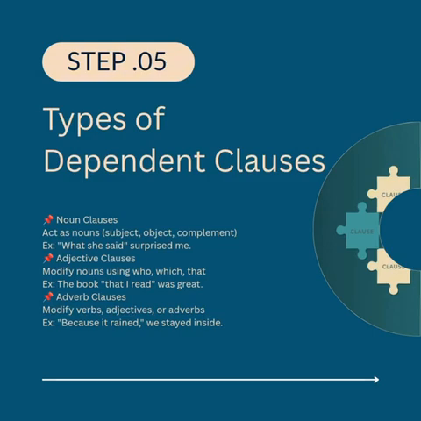Third one is the adverb clauses. Adverb clauses modify verbs, adjectives, or other adverbs and tell us about time, reason, condition, or contrast. Often starting with words like because, although, or when, such as in the sentence "We stayed inside because it rained," where the clause "because it rained" explains the reason. Together, these clauses help make sentences more detailed, meaningful, and expressive by adding extra information in different ways.